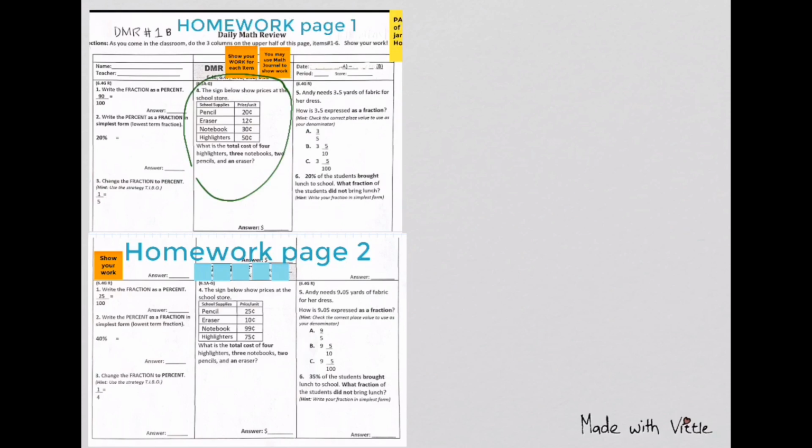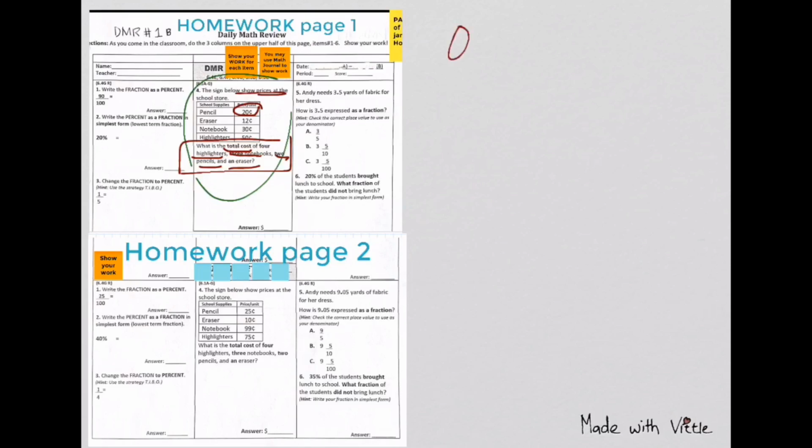So on number 4, it says the sign below shows the prices at the school store. So this is the table. The question is, what is the total cost of 4 highlighters, 3 notebooks, 2 pencils, and an eraser? This should be an easy problem for you because you already are doing this in real life. I'm not going to do what it says here, but I'm going to come up with a different number of pencils and erasers, okay? For the sake of having an example. For example, I need 5 pencils, okay? And I know that each pencil is 20 cents.